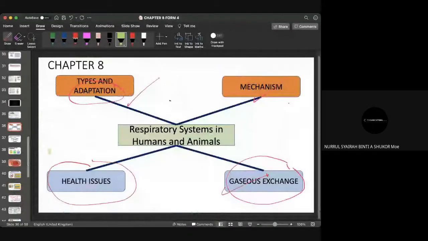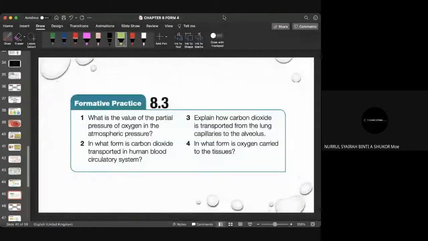Okay. Health problems associated with respiratory problem. What is the value of partial pressure of oxygen in the atmospheric pressure? Ini soalan physics ni. Very easy.